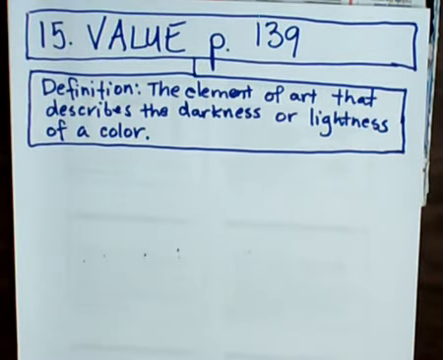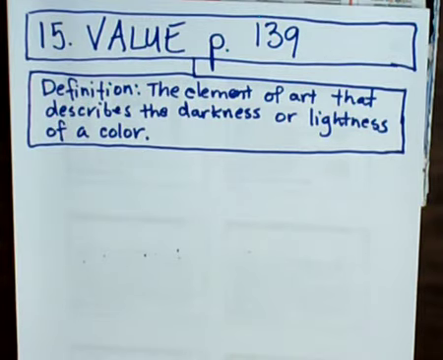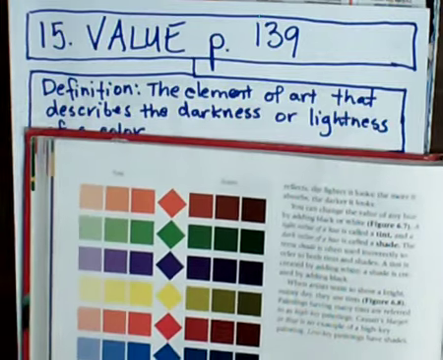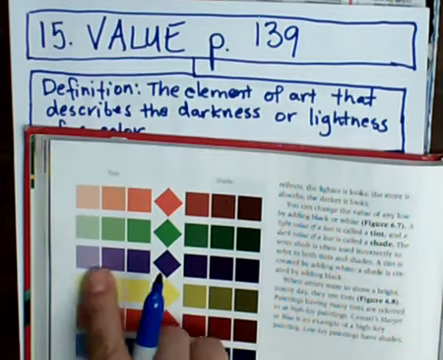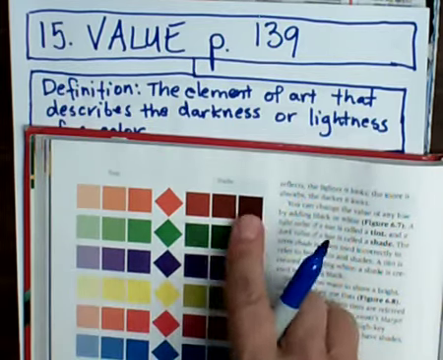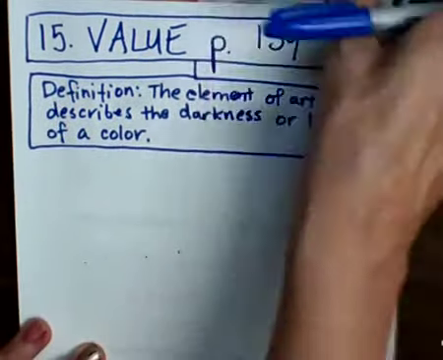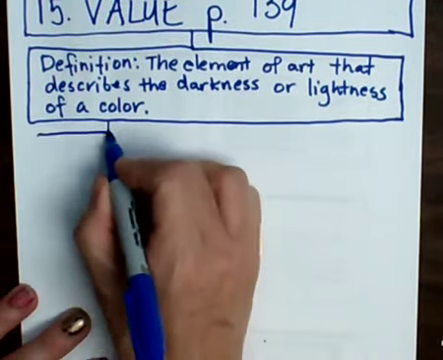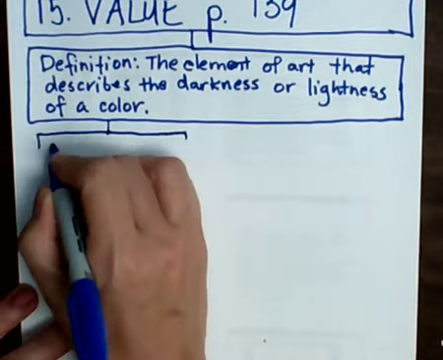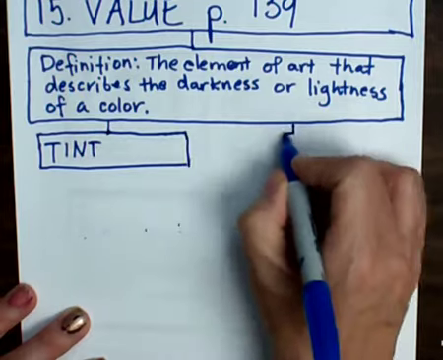So there are two basic categories of value. And if you turn the page, you'll see a whole chart full of values. In the middle, you have the hue. To the left, you have the tints. And to the right, you have the shades, right? So we're going to have two categories in your notes. So the first category would be tints. So we'll just write tint. Other category is going to be shade.